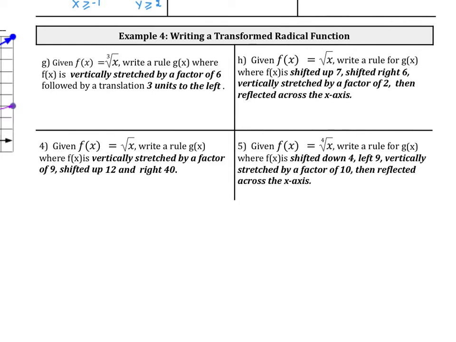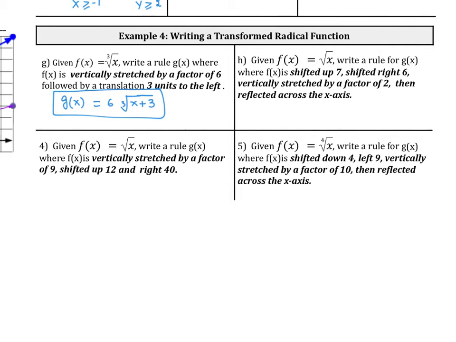We are going to write the function, and the transformation is given. f(x) is the cube root of x. Write a g(x) where f(x) is vertically stretched by a factor of 6, followed by a translation 3 units to the left. So g(x) is going to be 6 times the cube root of x plus 3, going to the left 3 units, so that's going to be your answer.